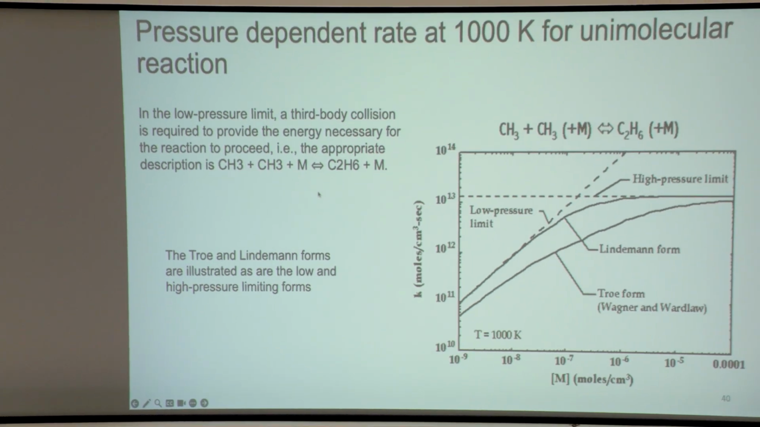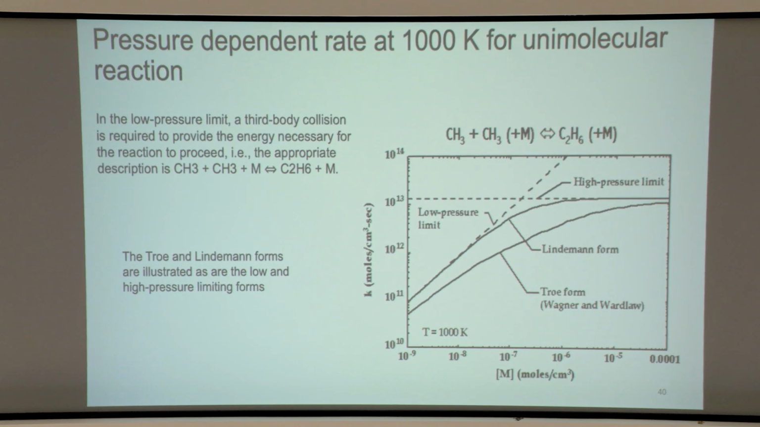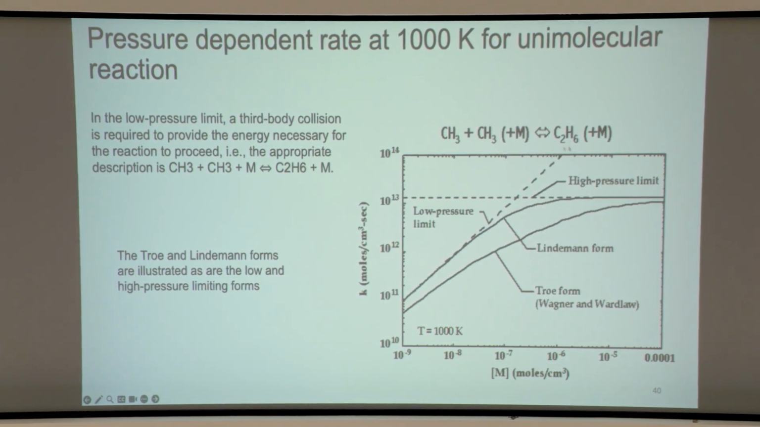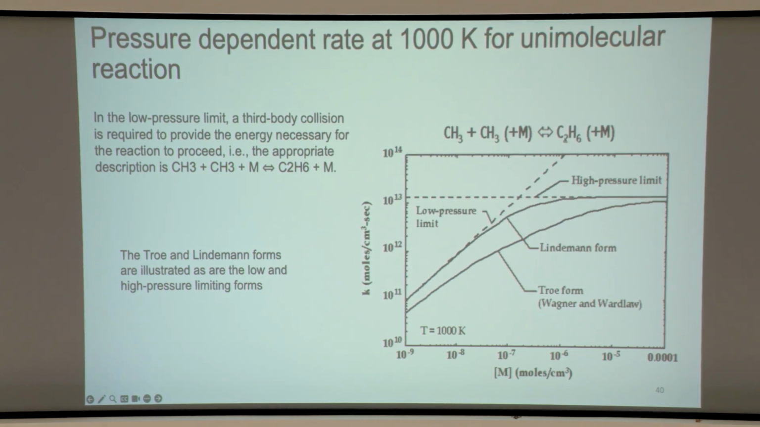So the first example is for a unimolecular reaction. Now, let's say we have, for example, this reaction. This is a unimolecular reaction in the reverse direction. Ethane, C2H6, can react to form methyl radicals, C-C bond scission. And it's been found that for this reaction, as you change the pressure of the system, the rate is different, okay?